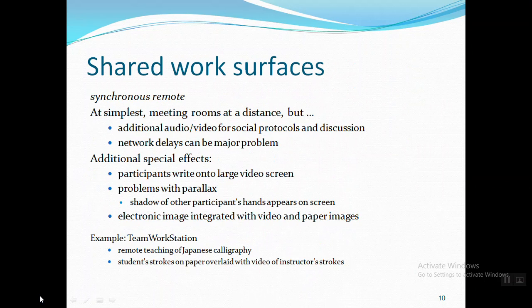And live sessions being conducted by any person for a group of audience may come across this kind of issue, which is given at the last point in this slide. Student strokes on paper overlaid with video of instructor strokes. So the necessary settings have to be taken care of while dealing with different types of audience. Thank you.